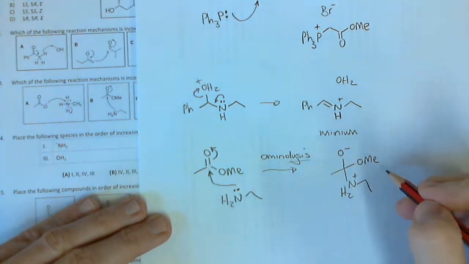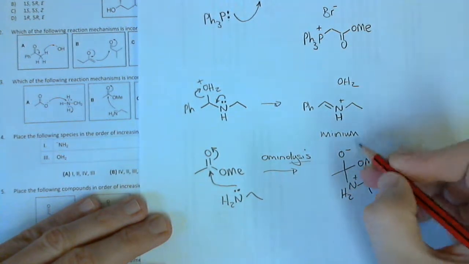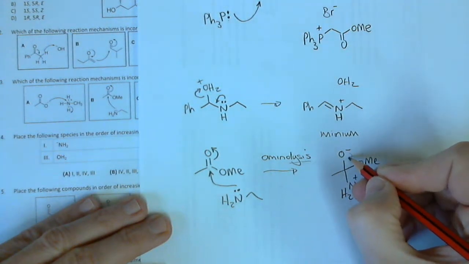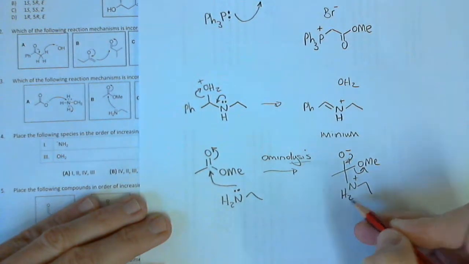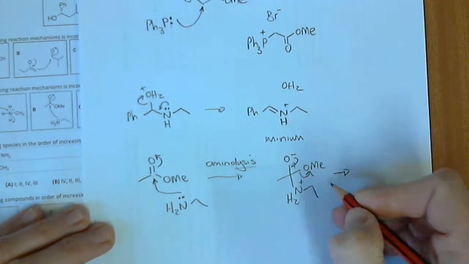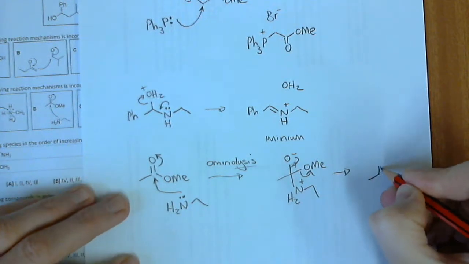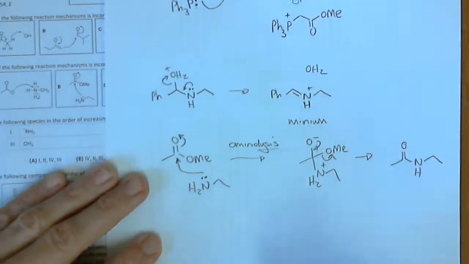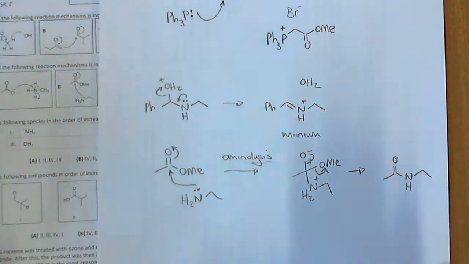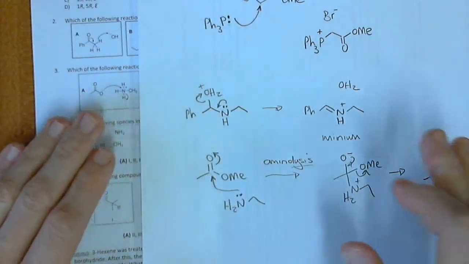And just notice that the nitrogen is positively charged because we have two hydrogens there. All right, and so the next step is this can kick back in, kick out the methoxy. Methoxy can pick up the H, and we end up with the amide plus the methanol. All right, so that was also okay.